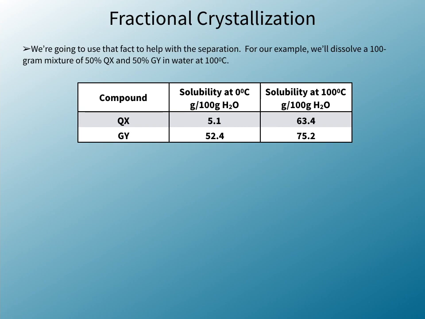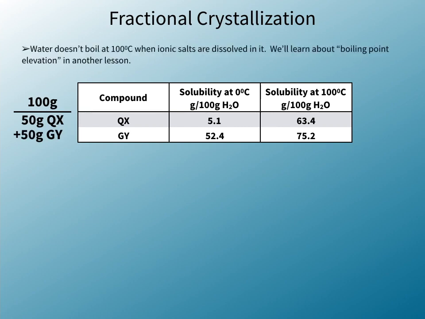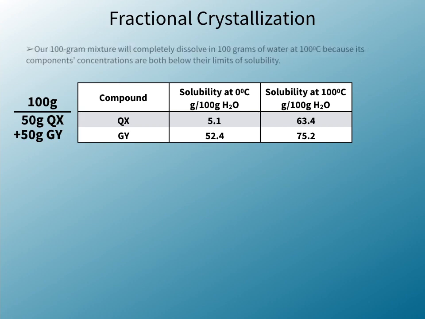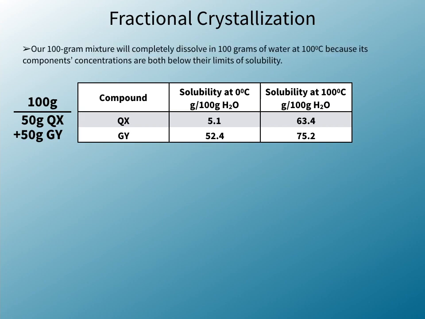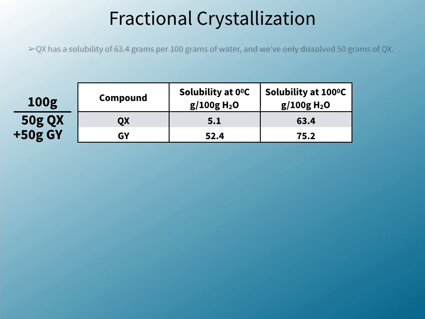For our example, we'll dissolve a 100-gram mixture of 50% QX and 50% GY in water at 100 degrees Celsius. Water doesn't boil at 100 degrees Celsius when ionic salts are dissolved in it. We'll learn about boiling point elevation in another lesson. Our 100-gram mixture will completely dissolve in 100 grams of water at 100 degrees Celsius because its components' concentrations are both below their limits of solubility.